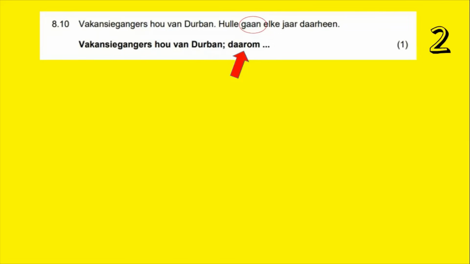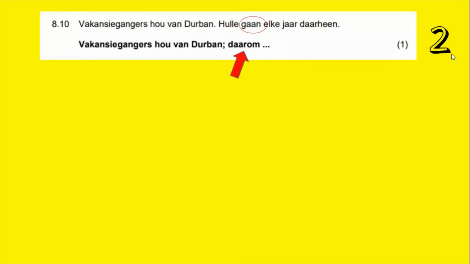I had to put this in here. This is actually from a past paper, and this is actually a normal one. They give us two sentences and then they tell us to combine them with daarom. Now, daarom is groep 2. It is all the D words. And then you just need to know what to do.